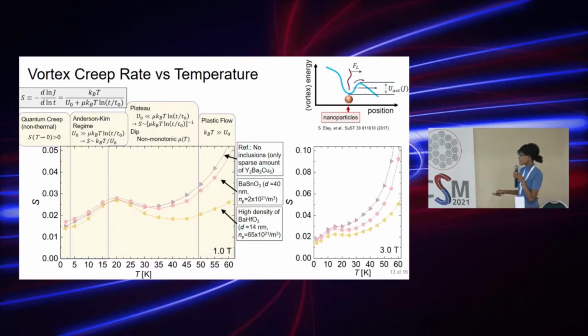And then here we can see the data at 3 Tesla, and the trends remain the same. And again, I'm sorry that these colors look exactly the same on this projector, but basically, again, this is our reference sample. This is the sample that contains the larger barium tin oxide nanoparticles, and then the yellow is the one that contains a high density of small nanoparticles.